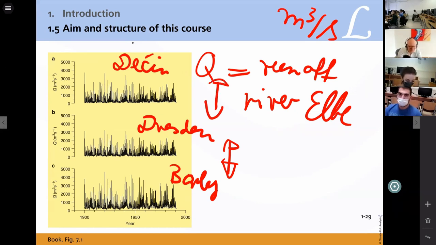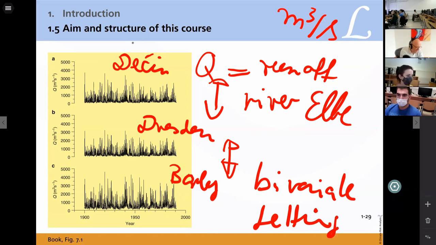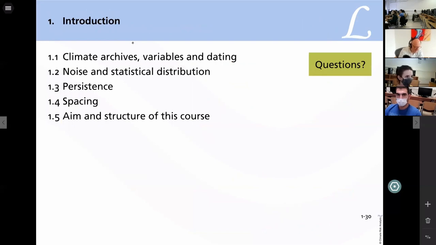Decin. Correlation means the covariation. If Dresden is high, is Barby then also high? And to put that into a quantitative number, the correlation coefficient. This is then from the bivariate setting. And I'm afraid we don't have the time to do this. But chapter 7 gives you some information on that. So you should take not only my lecture, but take also the book. Okay, so we are really now at the end of this introduction.